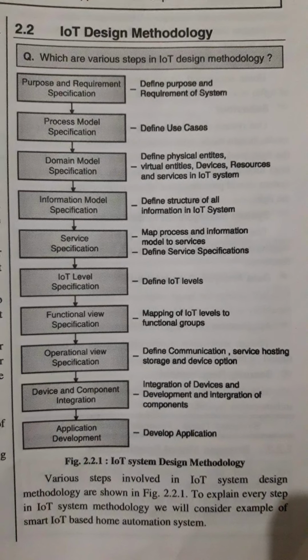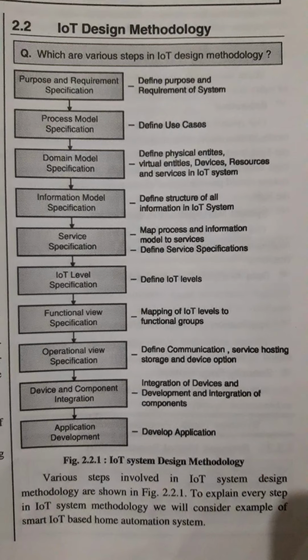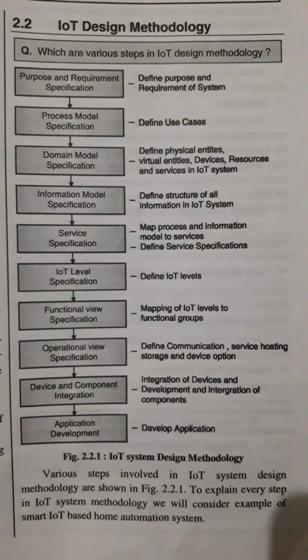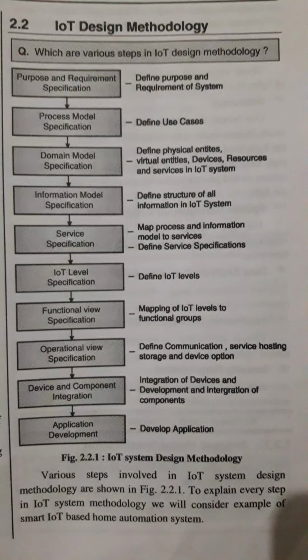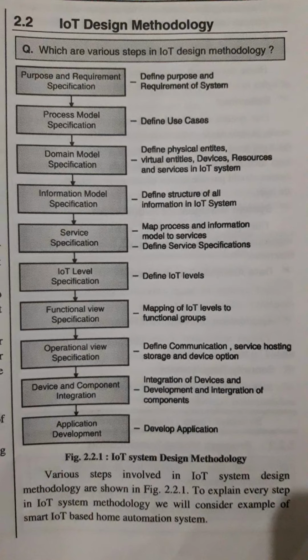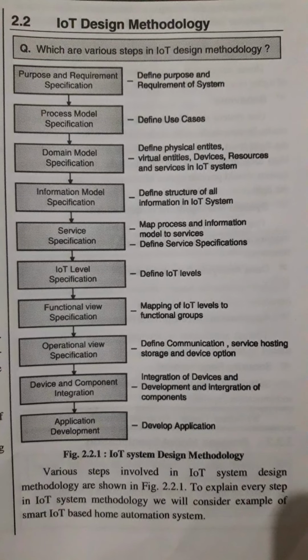So the various steps include the following. First one, purpose and requirement specification, which defines the purpose and requirements of a system. Very important, and it is the first step in IoT design methodology. Second, process model specification. This is the second step in IoT design methodology, which defines use cases.